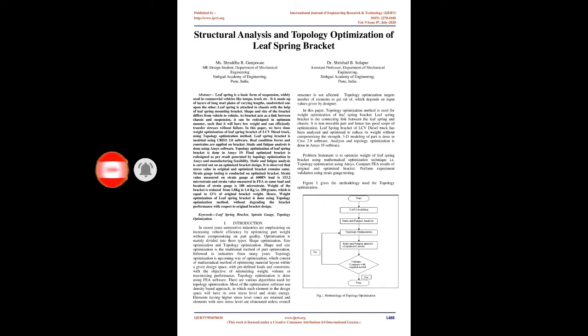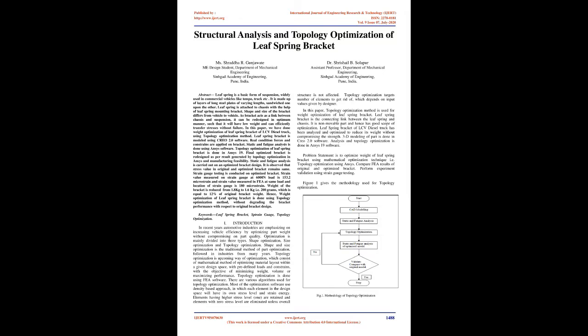It is observed that stress value in original and optimized bracket remains the same. Strain gauge testing is conducted on the optimized bracket. Strain value measured on strain gauge at 6000 N load is 153.2 microstrain, and strain value measured in FEA at the same load and location of strain gauge is 180 microstrain. Weight of the bracket is reduced from 1.8 kg to 1.6 kg, i.e. 200 grams, which is equal to 12% of original bracket weight. Hence, weight optimization of leaf spring bracket is done using topology optimization method, without degrading the bracket performance with respect to the original bracket design. Keywords: leaf spring bracket, strain gauge, topology optimization.